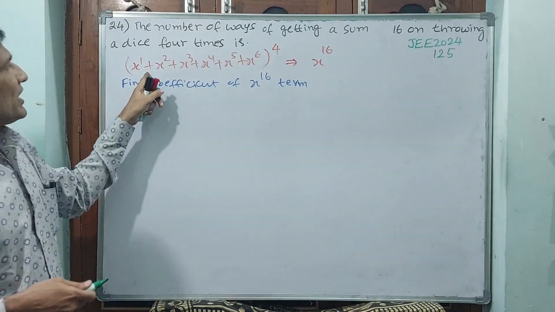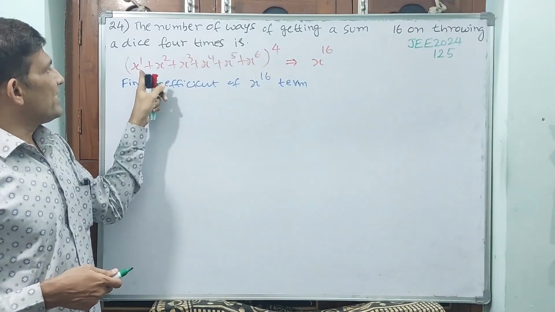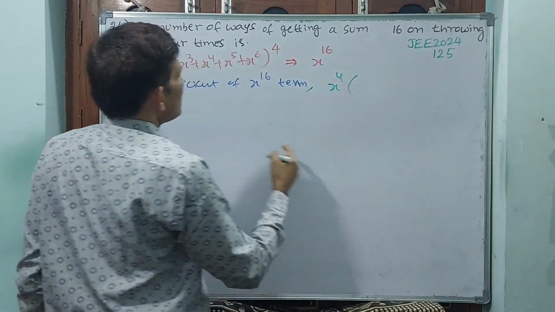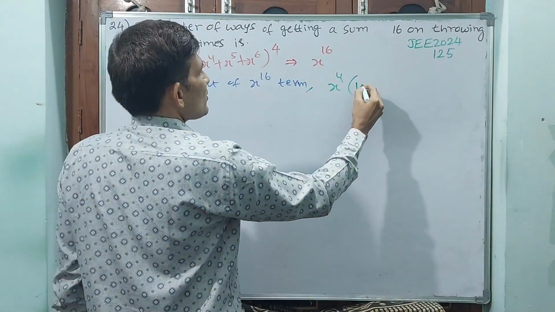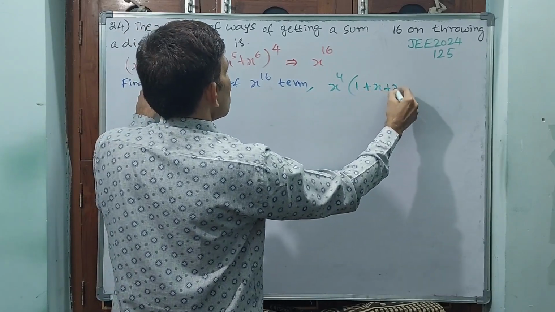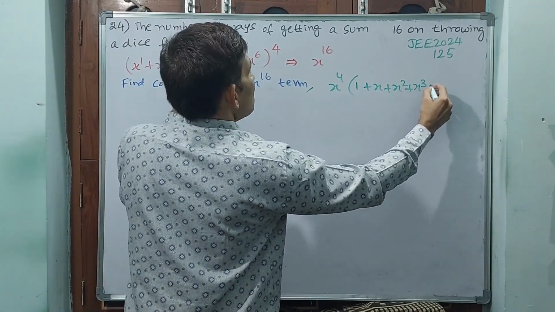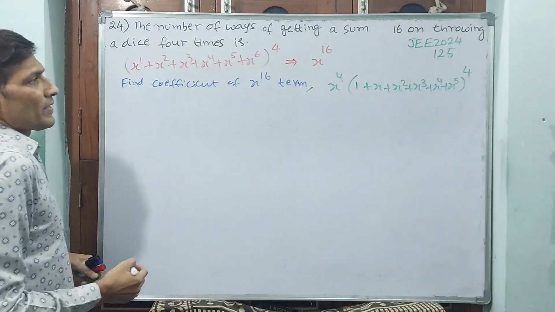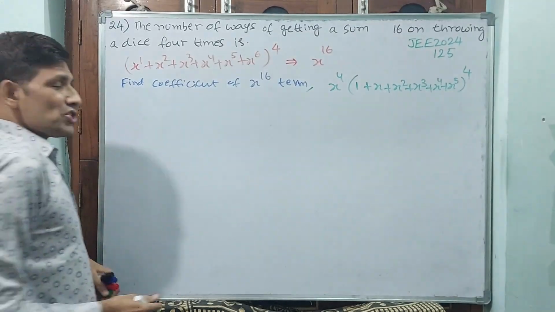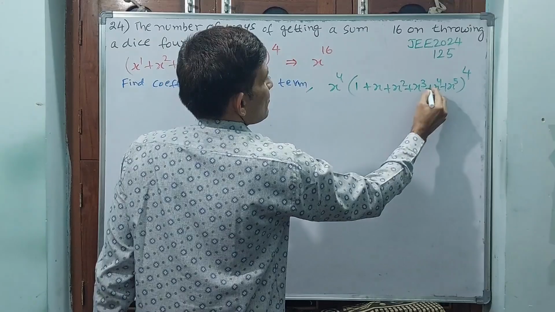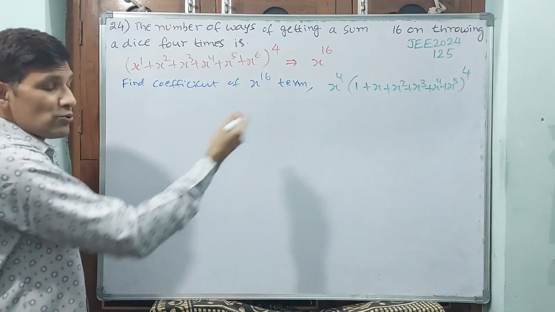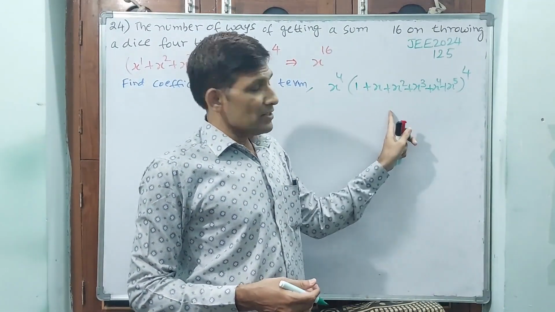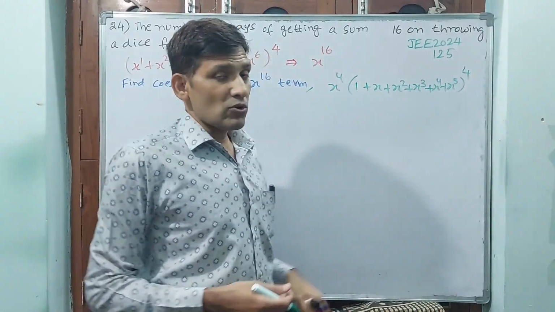See, shall I take x common here? If I take x common, x to the power of 4 is going to come outside. Then this is going to become 1, this is going to become x, x square, x cube, x to the power of 4, x to the power of 5, but the power of 4 is still there. Still 6 terms only, 1, 2, 3, 4, 5, 6 terms only. Number of terms, n. Why? Because we are going to do a geometric progression sum now. Afterwards, after making this geometric progression sum, then you have to put the power 4 also.